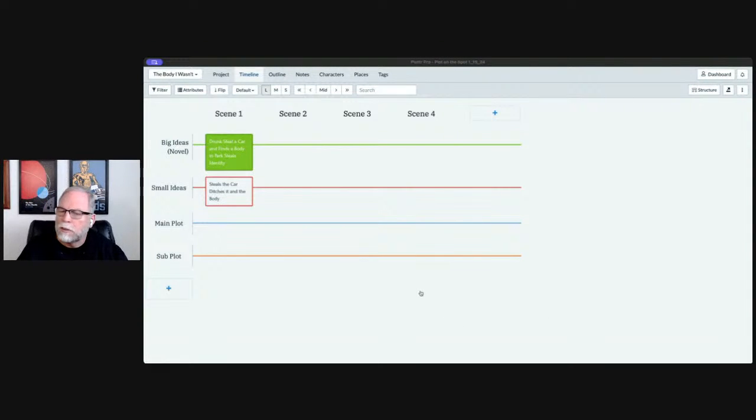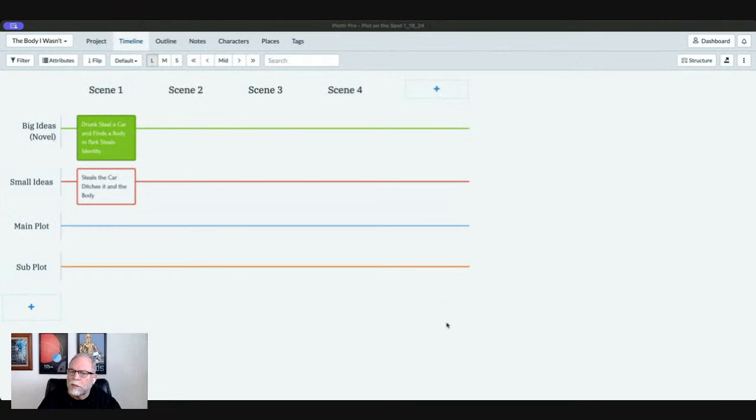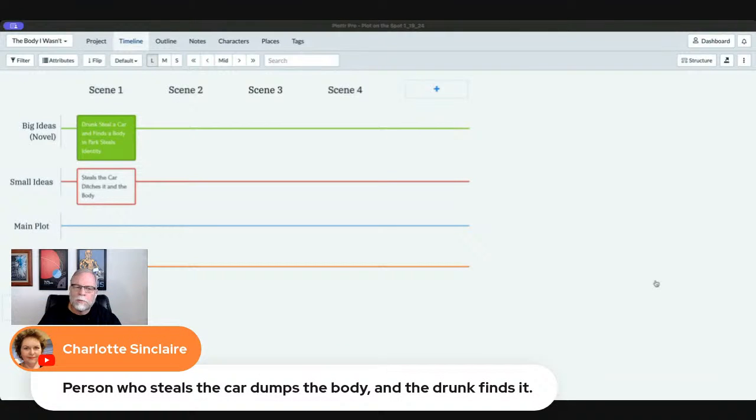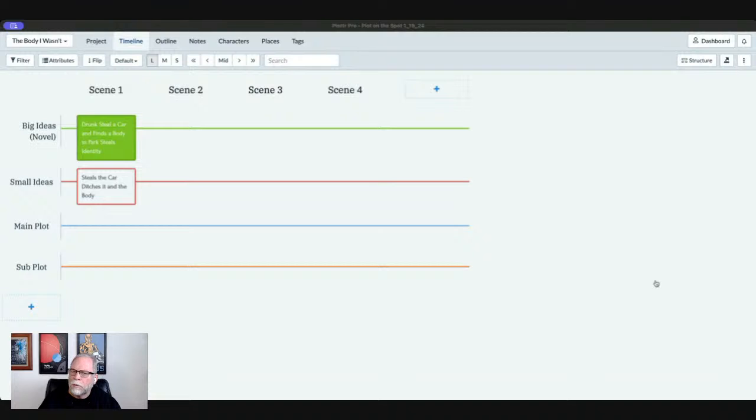Quick sentences. And gritty noir is a good one as well. Here, let me switch this view. Is that a little bit bigger for you guys? So you can see that? Okay, so we've got this idea: the person who steals the car dumps the body and the drunk finds it. Now what happens next? What are some of the small ideas that can happen next in the story?